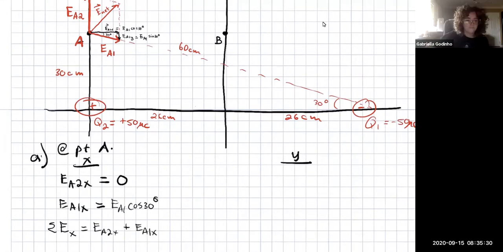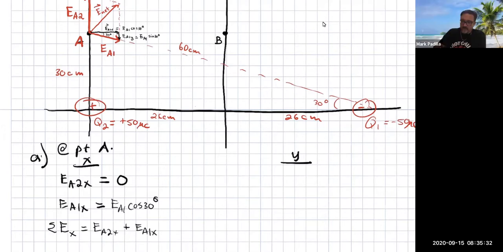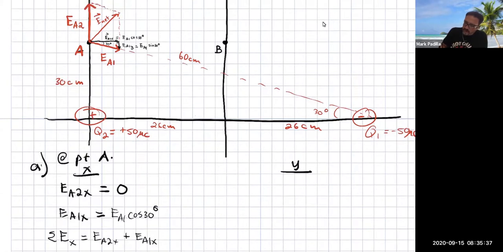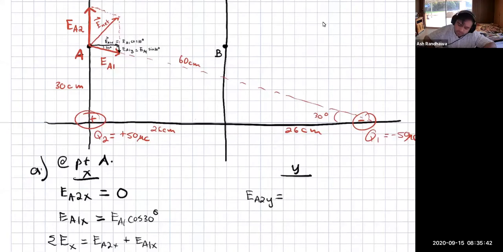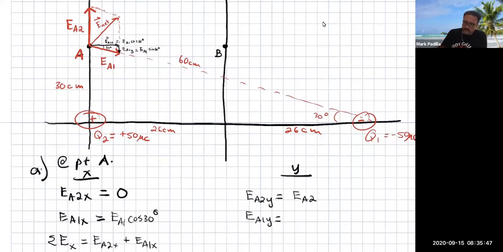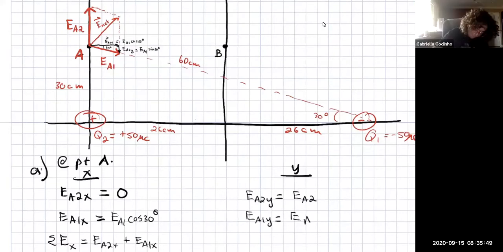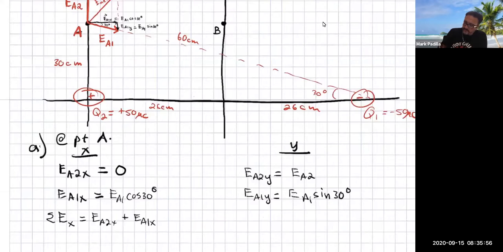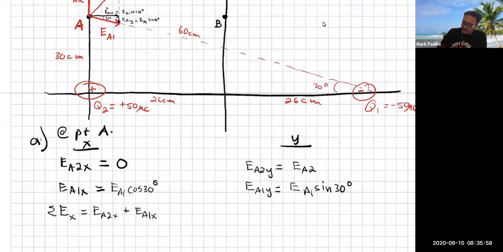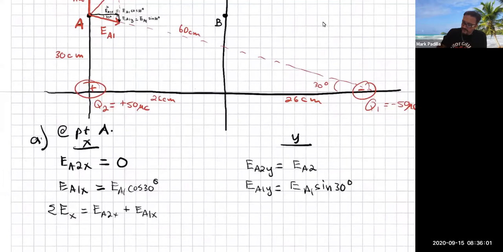All right. Y dimension. EA2Y. What's EA2Y? Just EA2. EA1Y, well, we just wrote it. EA1 sine 30 degrees. Then we would sum up all our Y components, EA2Y plus EA1Y.